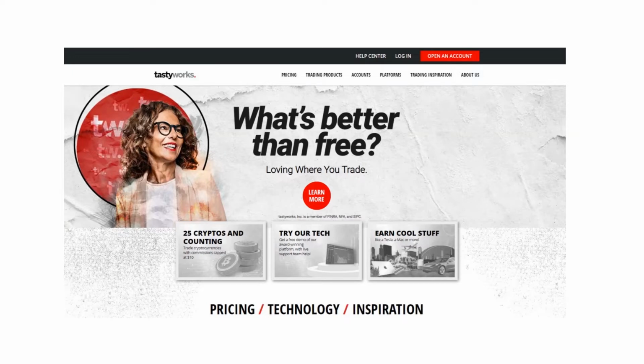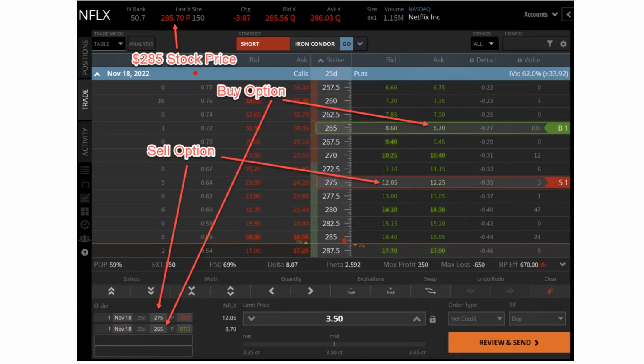So let's go to the trade tab and punch in the ticker NFLX. Netflix is down right now and it is a great stock long term, and we think the price is going to go up. So we are going to sell a vertical put spread. We look at the options chain and we look at 25 to 45 days out, or DTE, days to expiration. With Netflix currently trading at $285, we sell the closer to the money put option $275 and we buy the further out of the money $265 option.